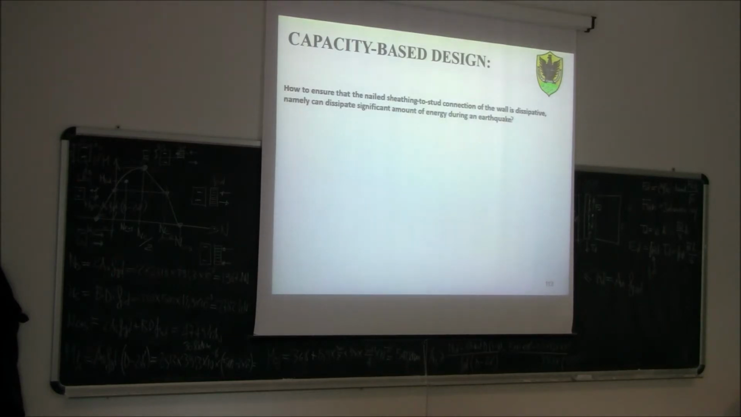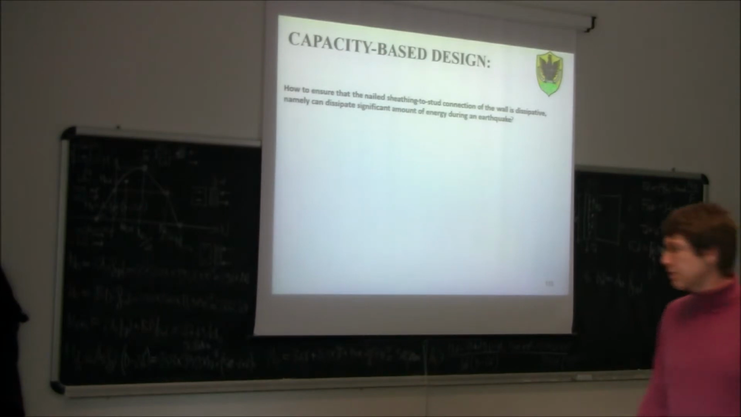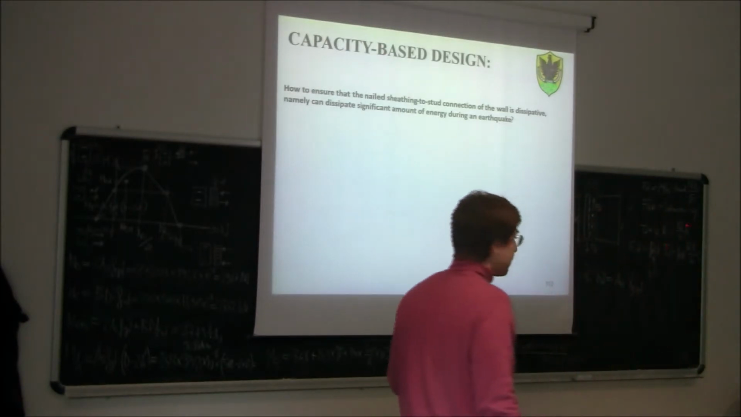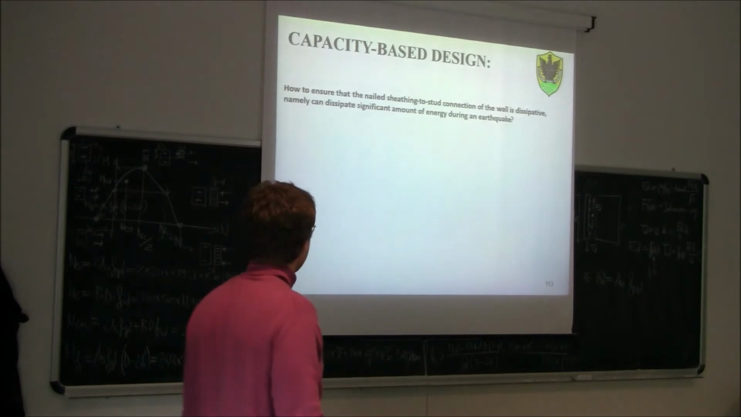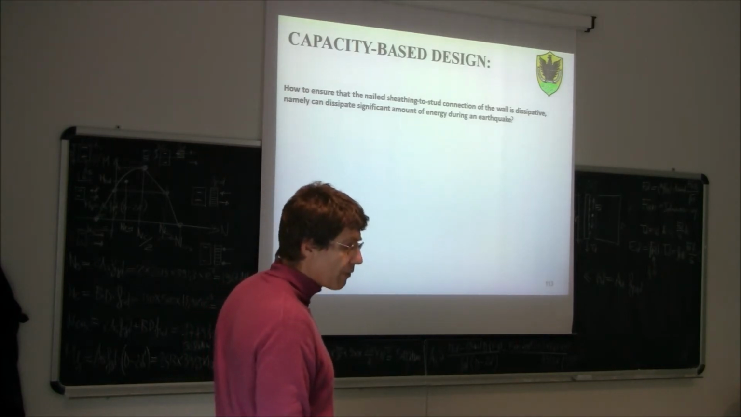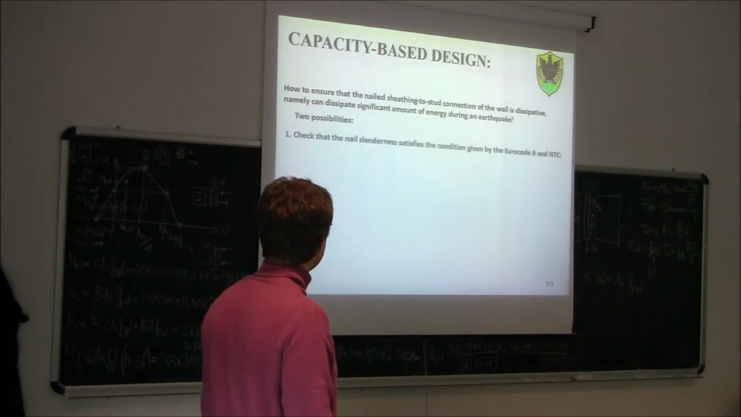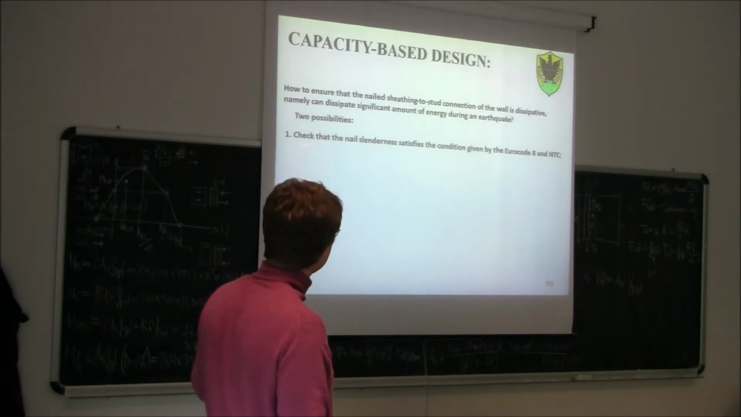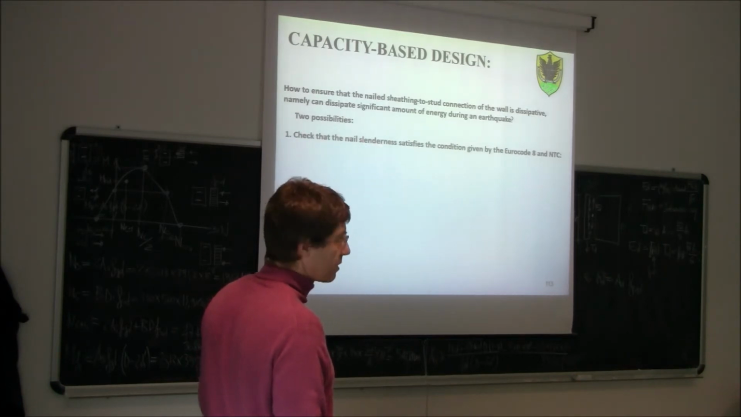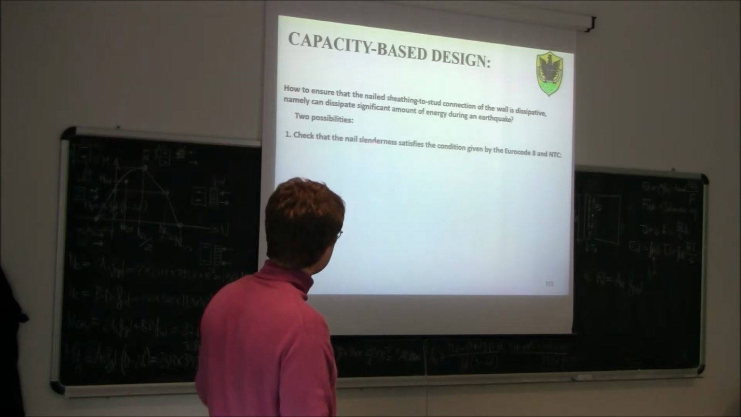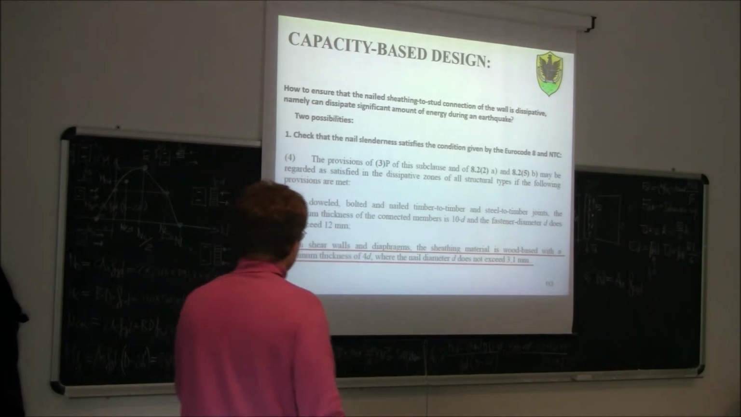Now, we said that this nail shall be able to dissipate energy in order to be able to use the q factor of 5. How can we ensure that this nail will dissipate energy during an earthquake? We have different possibilities. Two possibilities basically. The first possibility is just to check the nail slenderness. Just to check if the nail slenderness satisfies the condition given by Eurocode 8.